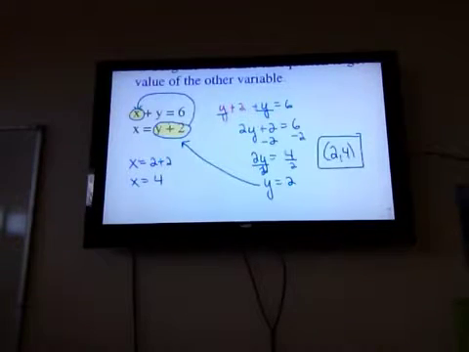If you've never done substitution before, it takes some getting used to. So let me get through a couple of examples, and then we'll go through some questions.